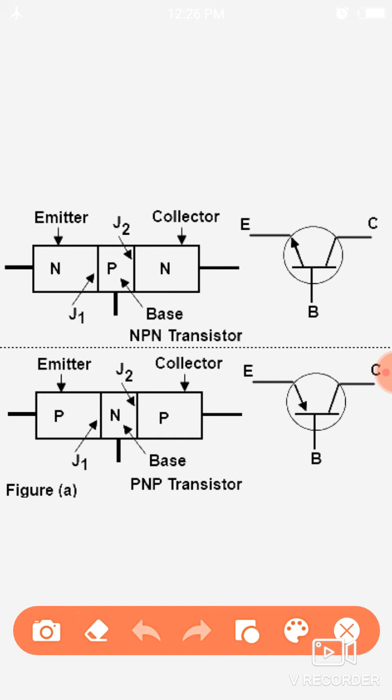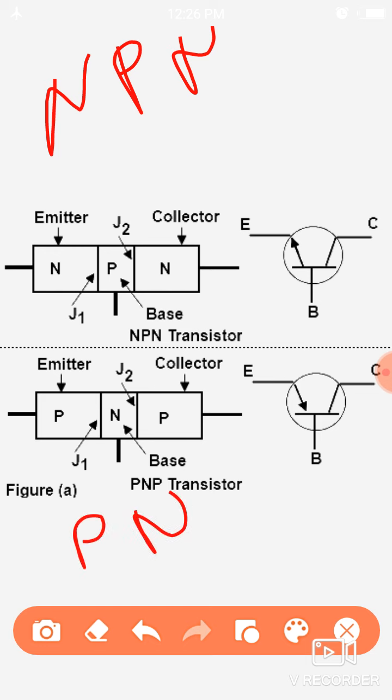Now there are two types of transistor. The first is the NPN transistor, and the second is the PNP type transistor.